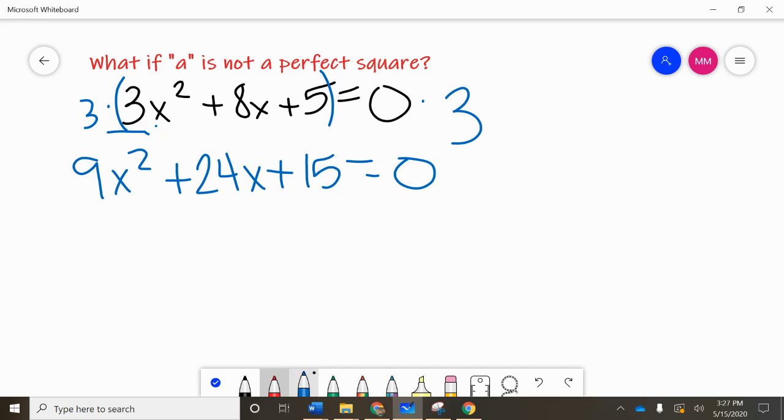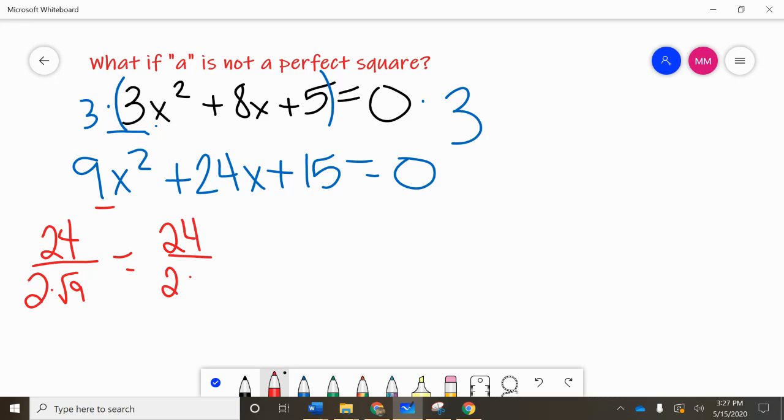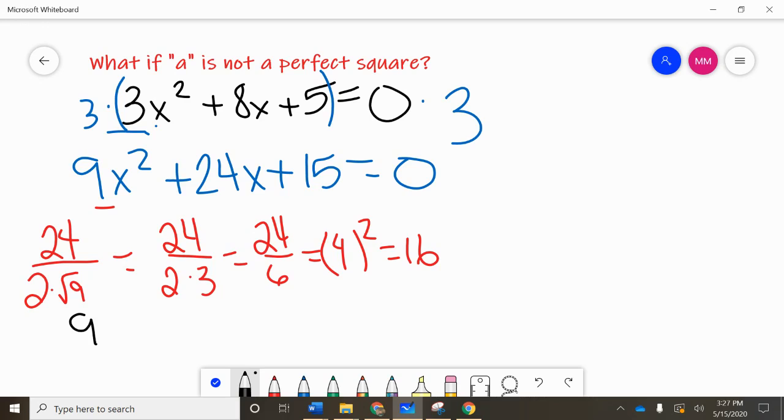Now that I have my A as a perfect square, I can go about making C into a perfect square using what we did in the previous examples. So I'm going to begin by taking my 24 and dividing it by 2 times the square root of my A, which is 9. So 24 divided by 2 times 3, or 24 divided by 6, which equals 4. I'll then square that, and I get 16. So for this to be a true perfect square, my 15 needs to turn into a 16. So that means I need to add 1 to both sides.